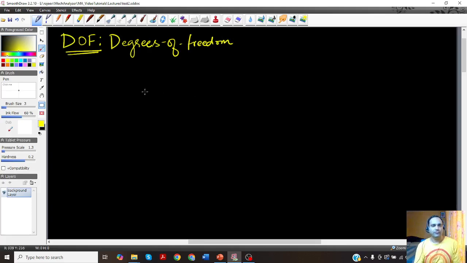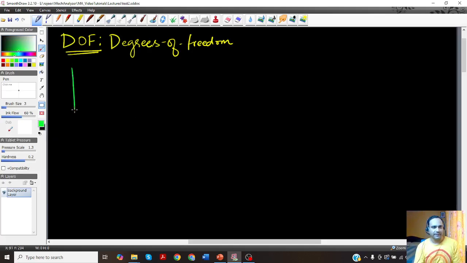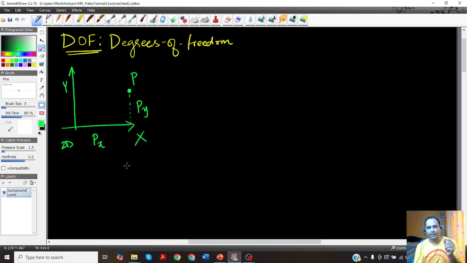A formal definition I can give you, but let's look at some explanation. If I have a coordinate system in 2D, and there is any point P, and I want you to draw the same point P in your notebook or graph book, I need to give you certain information, that is either px and py, the coordinates of the point P. If I give you those values, you will be able to write down the same information.